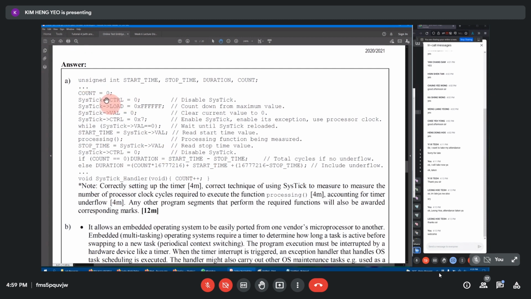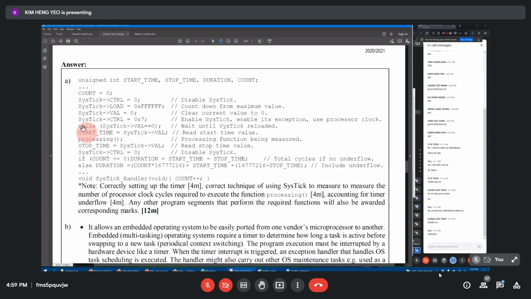Then we disable the SysTick timer and give it the maximum reload value, 2 power 24. Then we clear the current value to 0 and start the timer. When you start the timer, it's going to start counting from 0, so 0 is going to underflow to the reload value.